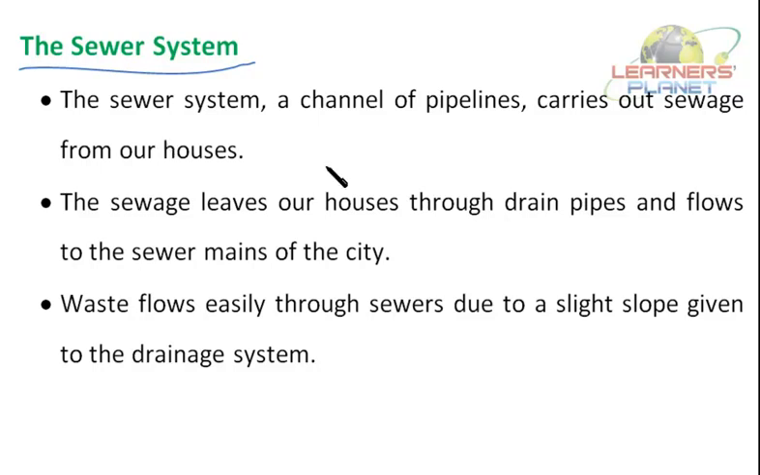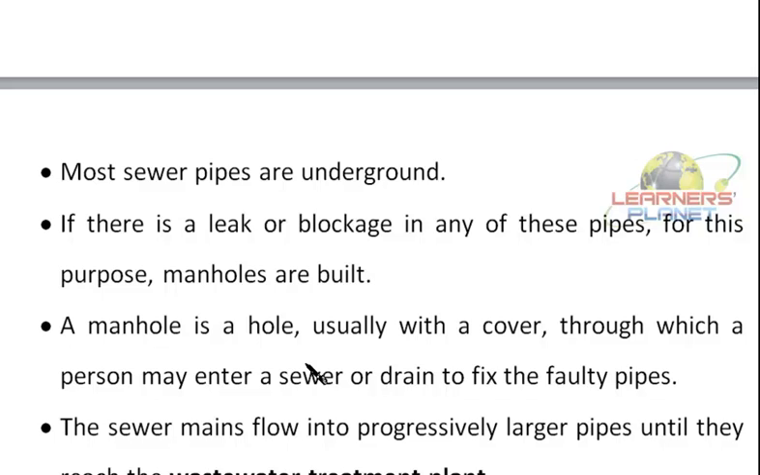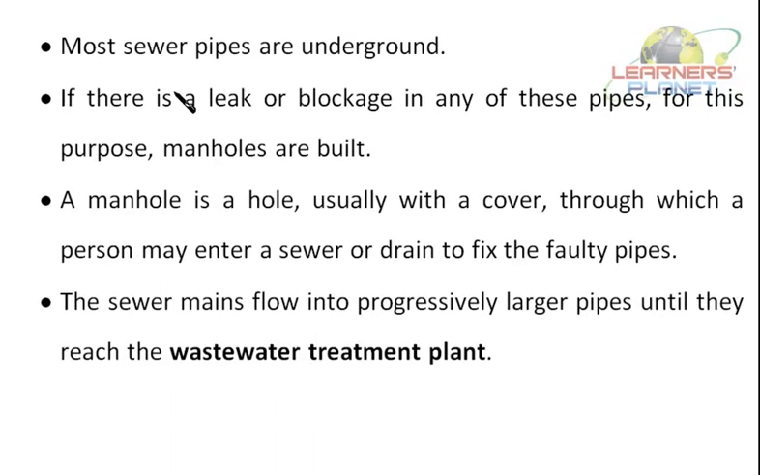So basically the sewer system is a channel of pipelines that carries the sewage from our houses. The sewage leaves our houses through drain pipes and flows to the sewer mains of the city, right? Afterwards this waste flows easily through sewers due to a slight slope given to the drainage system. And we know very well that most sewer pipes are underground, right?